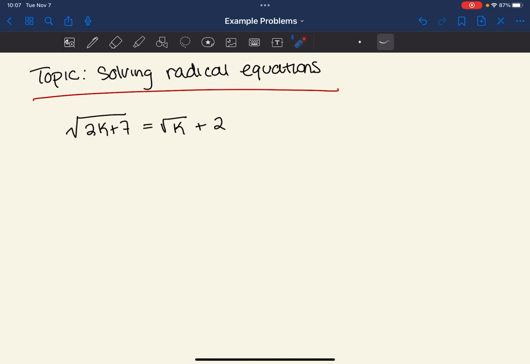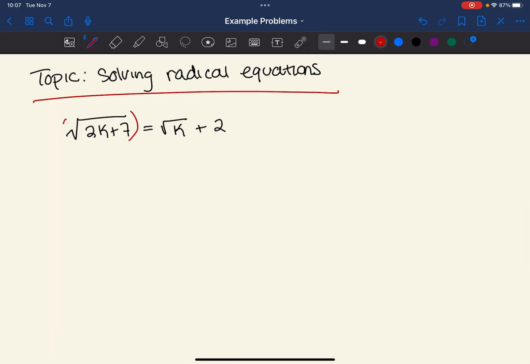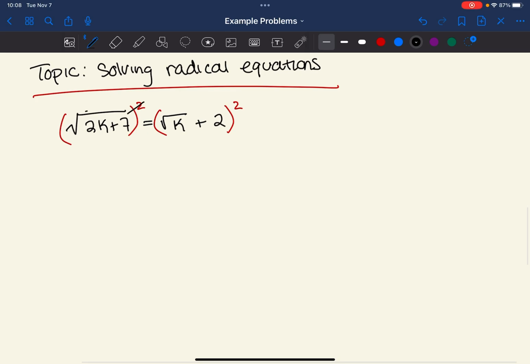And notice that this radical right here is already by itself. So we have that step done for us. Then we want to end up canceling out that radical, and we can do that by squaring both sides. So that's what we're going to do first. Okay. So that means on the first radical, when we square it, that radical canceled. So we're left with 2k plus 7.